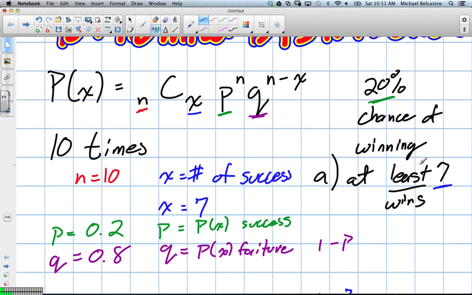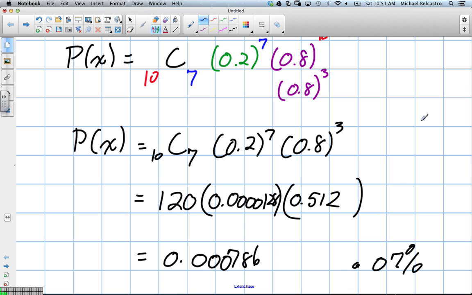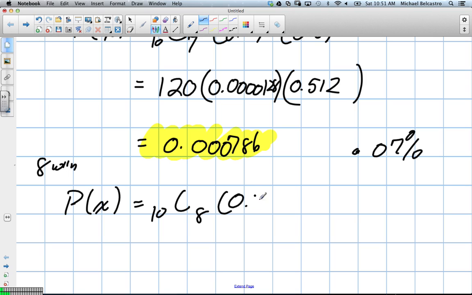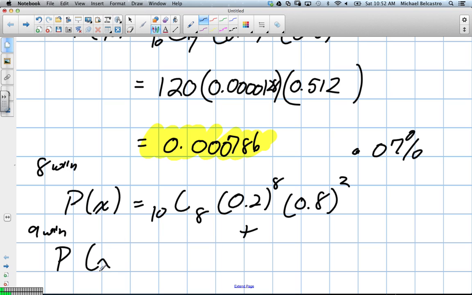This says at least 7 out of 10 times, which means we're going to have to take these probabilities. So here's one of our answers. And we're going to actually have to add it to the probability of winning 8 times, which we'll have to recalculate. And I'll quickly write the formula. So here's 8 wins, which is going to be 10C8, 0.2 to the 8th, 0.8 to the 2, okay, plus the probability of winning 9 times, and it's really rare to win 9 times because you only have a 20% chance.